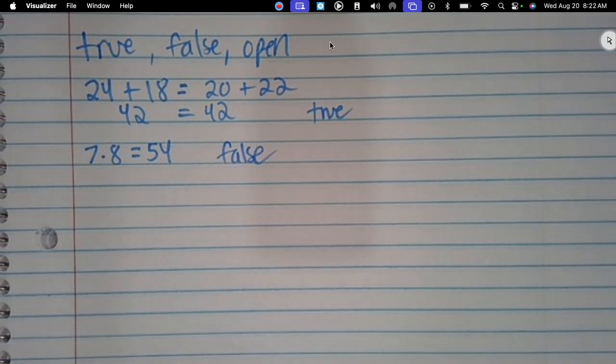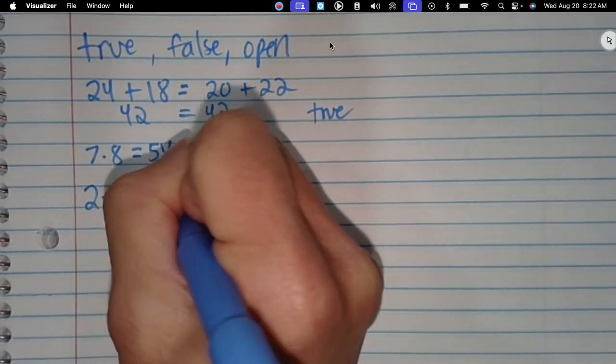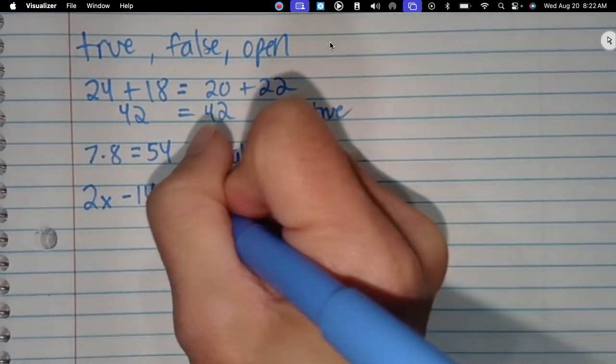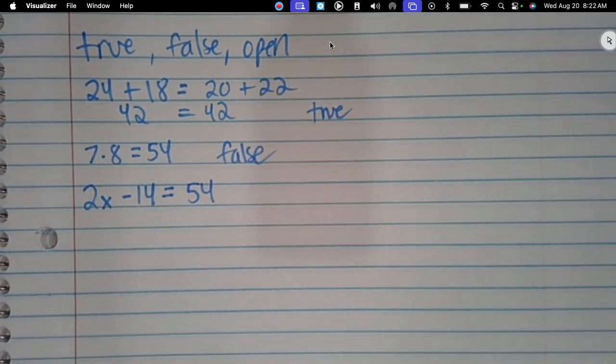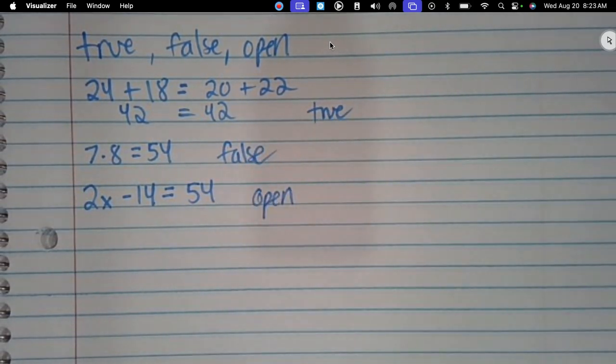Okay, what about this one? 2x minus 14 equals 54. So is it true, false, or open? What would your guess be? Open. It's going to be an open answer because you can solve it and x could equal some number. But anyway, that one's just open because it's a variable.